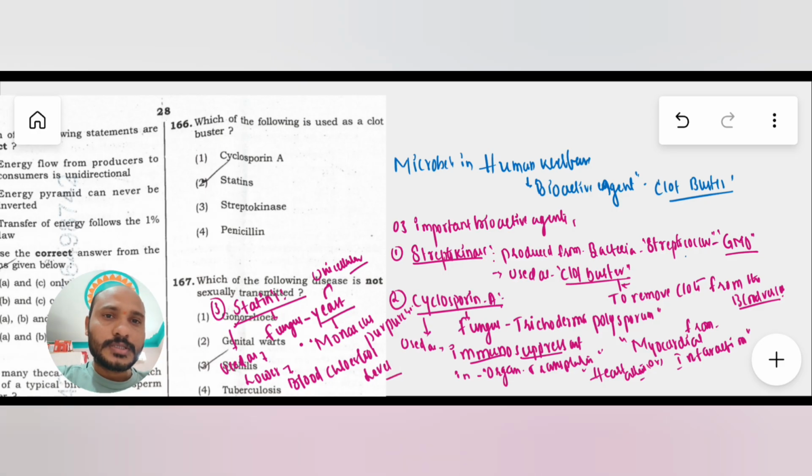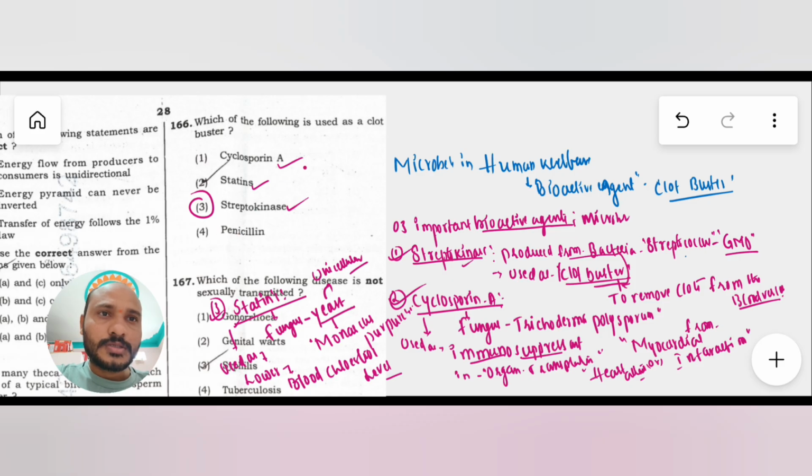So likewise there are three important bioactive agents produced from various microbes: streptokinase, cyclosporine, statin. Read the options. Which is used as a clot buster here? Streptokinase. So the right answer is streptokinase. And statin is used to lower the blood cholesterol level. Cyclosporine is used as an immunosuppressant.